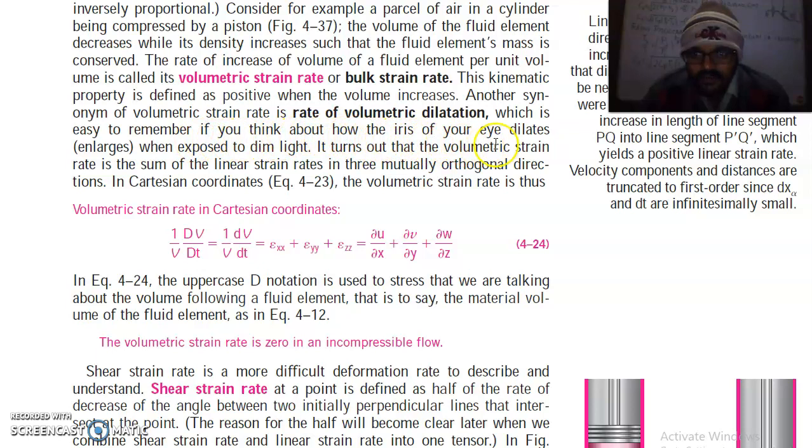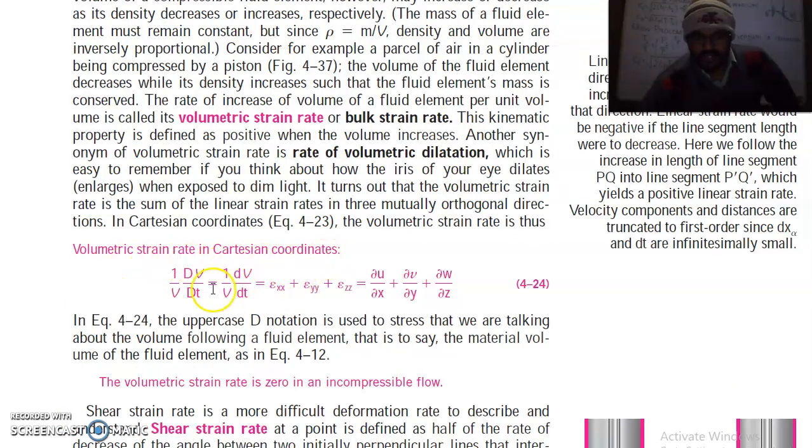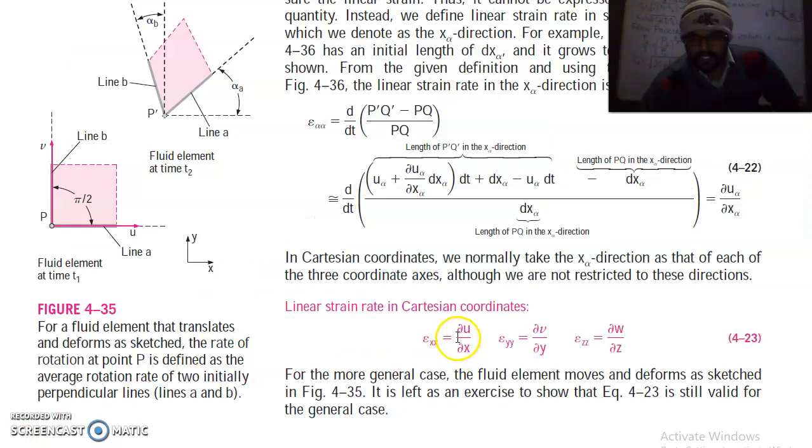which is easy to remember if you think about how the iris of your eye dilates when exposed to dim light. It turns out that the volumetric strain rate is the sum of linear strain rates in three mutually orthogonal directions. So in Cartesian coordinates, the volumetric strain rate is thus: the change in volume with respect to time divided by the original volume is equal to this, which you can write in this form also. So volumetric strain rate is the sum of linear strain rates in Cartesian coordinates.